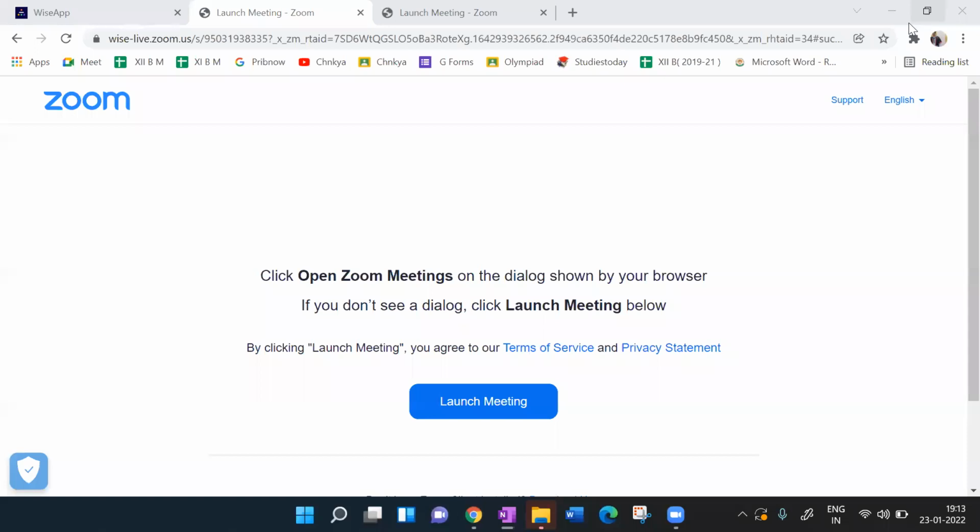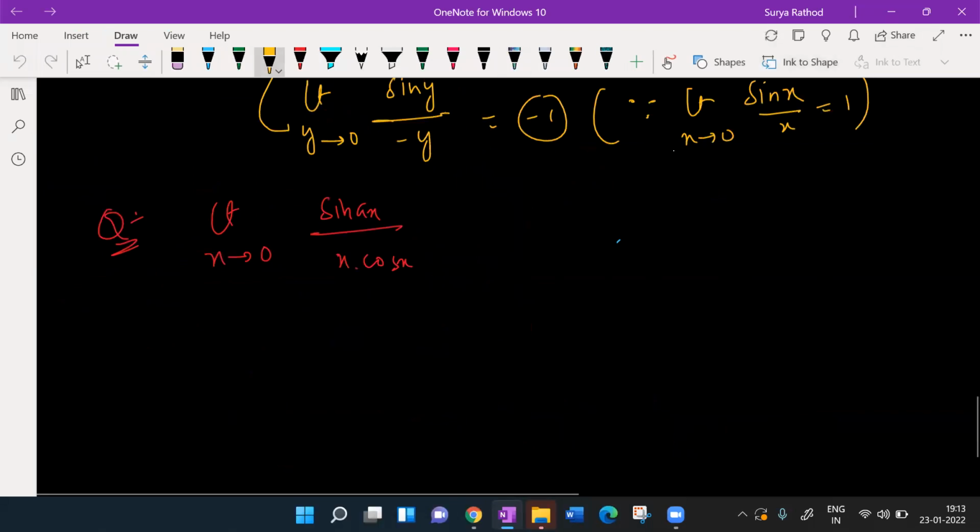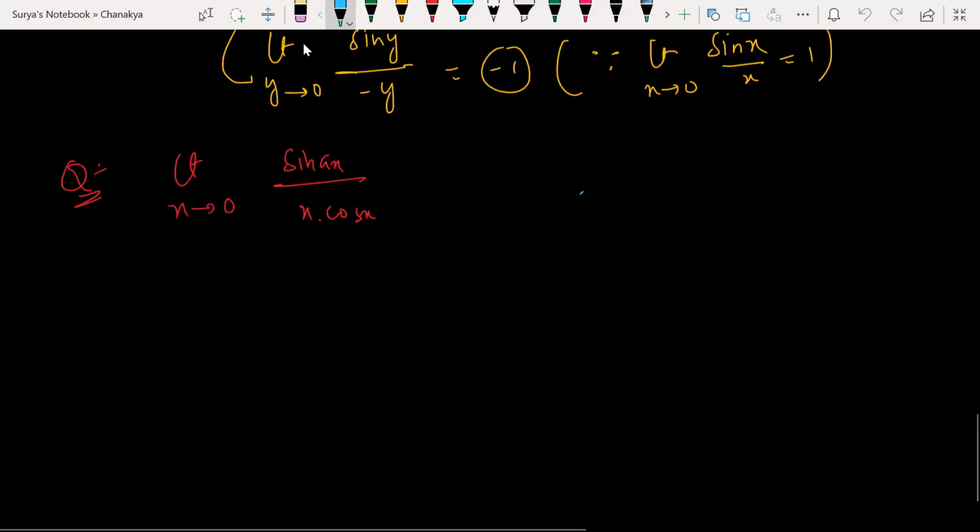Sin ax divided by 1. Guys, after 6 minutes the session is going to wind up, so please join me once the session ends. So now I have sin x here, sin ax something I have. Then how can I solve this? Guys, how can I solve this question?